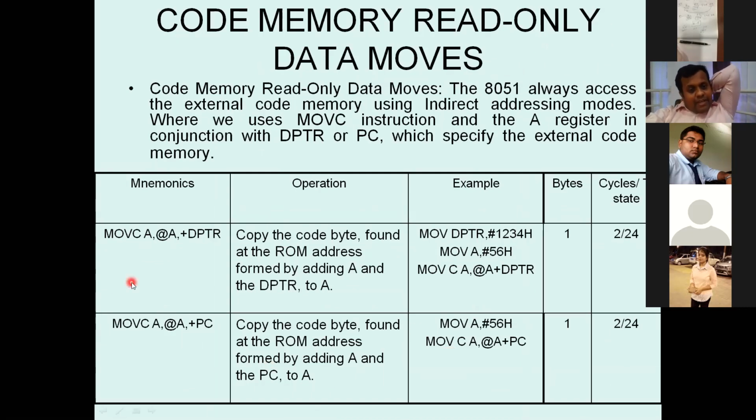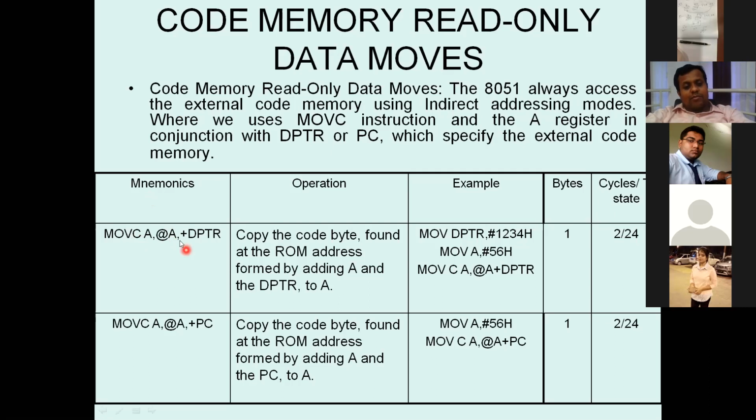Next, MOVC. It's a very important instruction. MOVC: C stands for code memory. Here there are two types of memory. One is program memory, another is data memory. Program memory is nothing but code memory, so C is code memory. This is MOVC, code memory read, and here this comma should not be there. MOVC A comma @A plus DPTR.